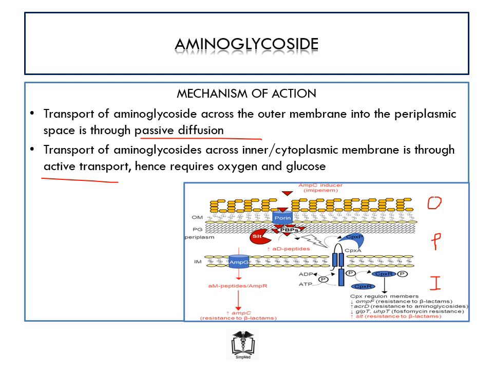Secondly, gram-negative aerobes, because for it to go from the periplasmic space into the inner membrane space or into the cytoplasm, it makes use of an active transport, and that active transport requires oxygen and glucose to form ATP for it to work. So without oxygen present, like what we see in anaerobes, aminoglycosides will not be able to enter into the cells, and they will not be able to act on the ribosomes in preventing protein synthesis.